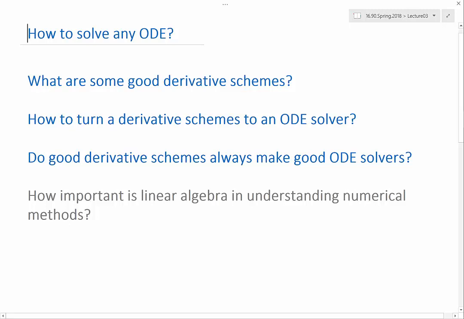Third question: do good derivative schemes always make good ODE solvers? No. That's the primary thing we will have to figure out in the ODE part of this lecture. For example, why does MATLAB have multiple ODE solvers, and each solver is actually pretty complicated? There is a good reason for that. So we'll study what kind of derivative schemes are good as ODE solvers. No derivative scheme is a good ODE solver for all equations, and we need to figure out what solver is good for what equations.